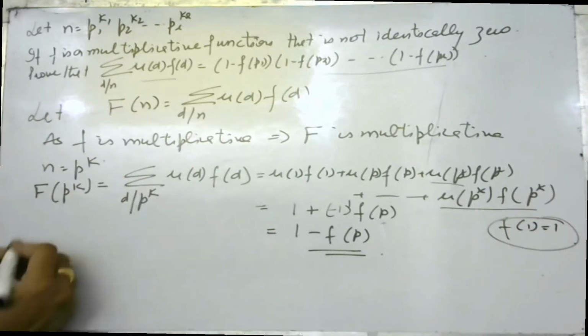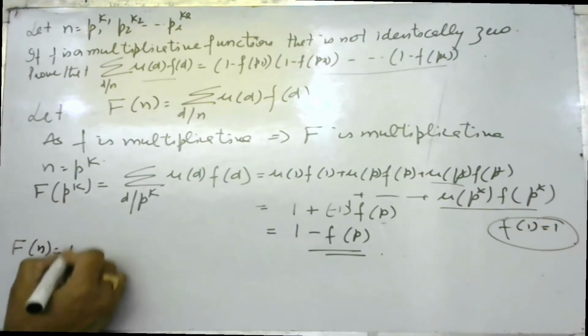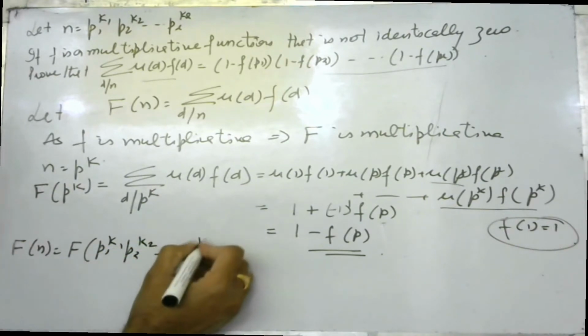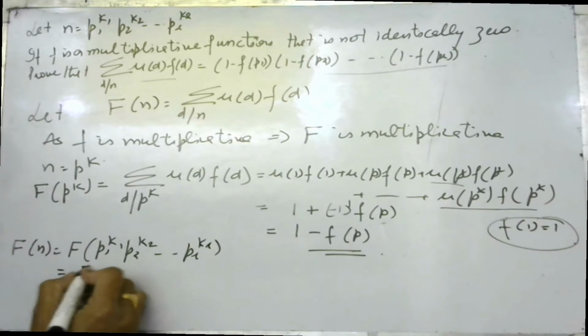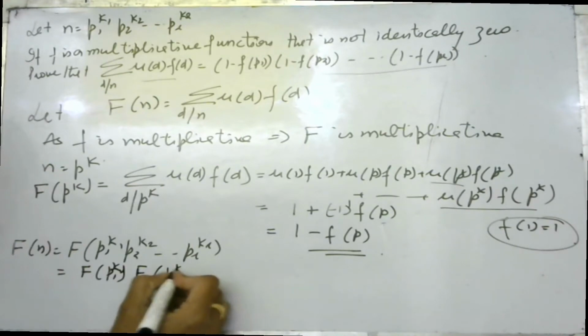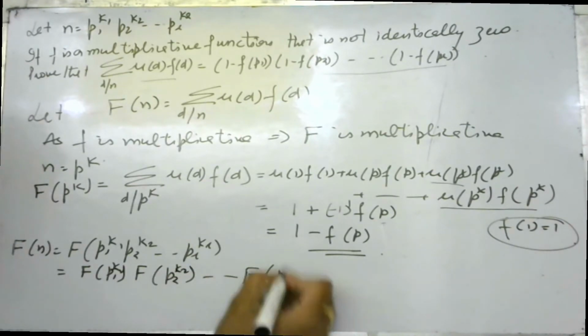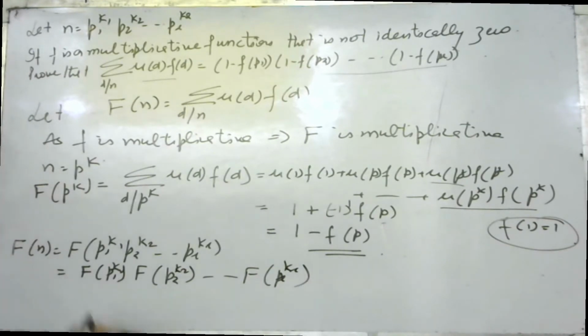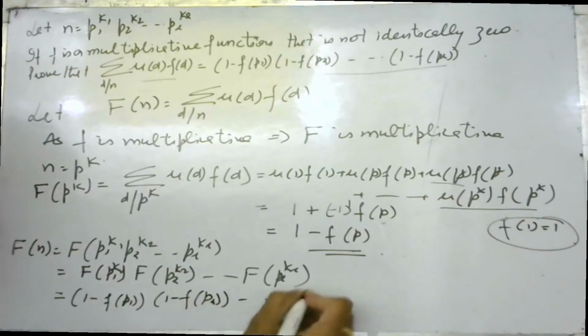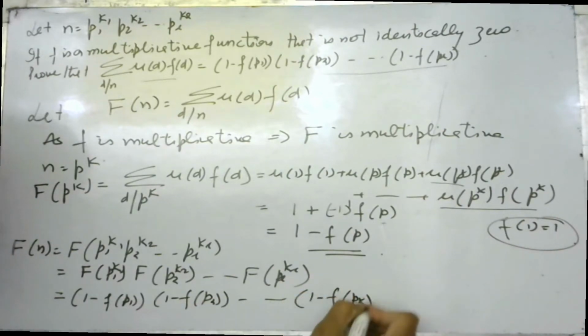Now as f is multiplicative, F of n becomes F of p1 power k1, p2 power k2, pr power kr, which using multiplicativity is F of p1 power k1, F of p2 power k2, F of pr power kr. So putting the values, this may be written as (1 - f(p1))(1 - f(p2))...(1 - f(pr)), which is the desired right hand side. Hence the result.